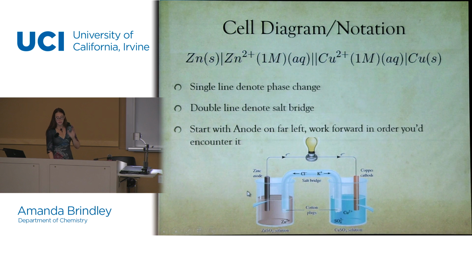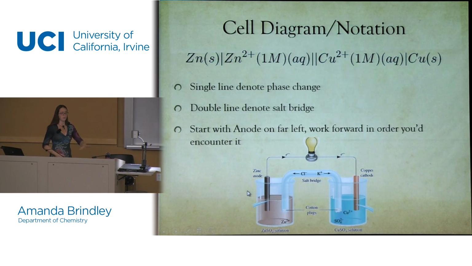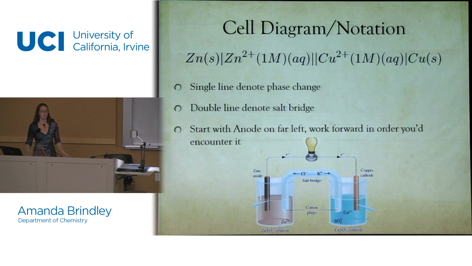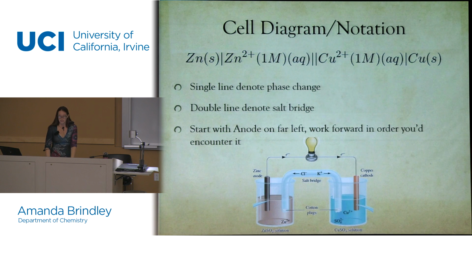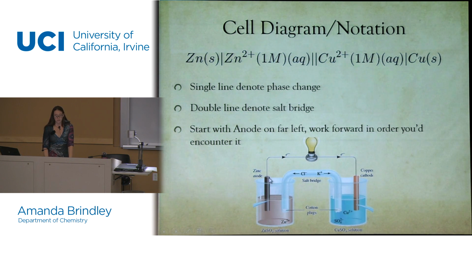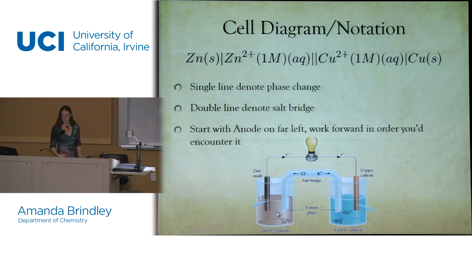So if we start over here with our anode, we've already been through why we know that zinc is the anode here. We've been using this as our example all along. You start here. You start at your anode, at the electrode, and you write zinc solid. And then you end up in solution. And in that solution is zinc 2+. And so you put zinc 2+.